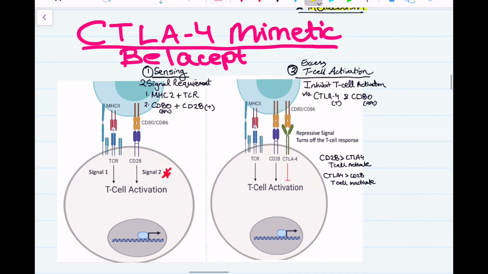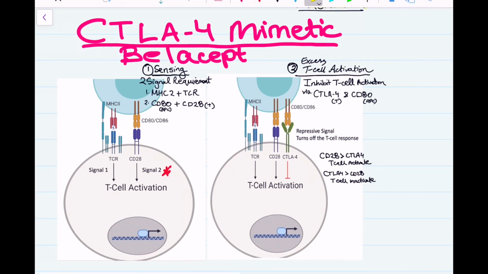Next we have CTLA4 mimetics, and this is Cept. So first we have the sensing, which, as we know from the immune response, needs a two-signal requirement to get activated. So we have the MHC II right here, and we have the T cell receptor right here on the T cell. Then we have the second signal, CD80 or CD86, on the antigen presenting cell, and then we have CD28 on the T cell, and this is the target that we're going to focus on here.